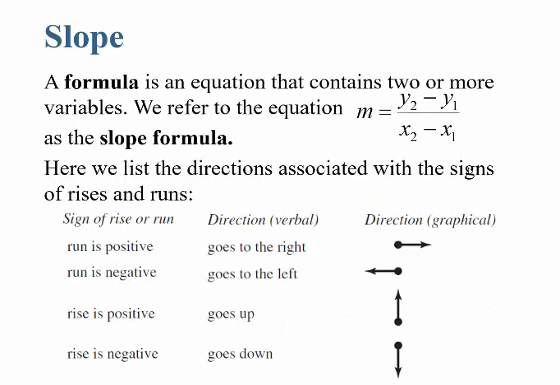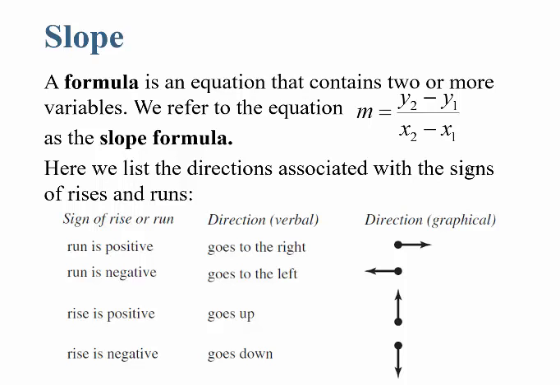All right. So a formula is an equation that contains two or more variables. We refer to this equation, m is equal to y2 minus y1 divided by x2 minus x1, as the slope formula. So it's the formula you use to find the slope.